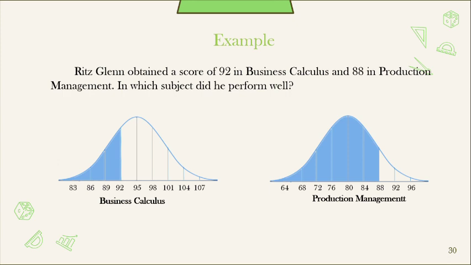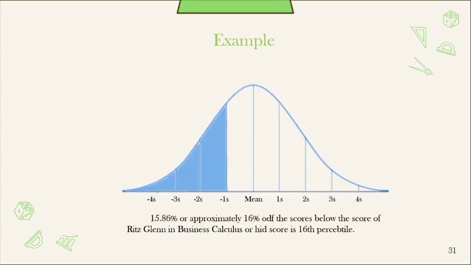So, kung i-add mo yung mga percentage, 0.13 percent, 2.14, and 13.59, kung i-total mo yun siya, it's 15.86% or approximately 16% of the score below the score of Ritz-Glen in business calculus. Or his score is 16th percentile.